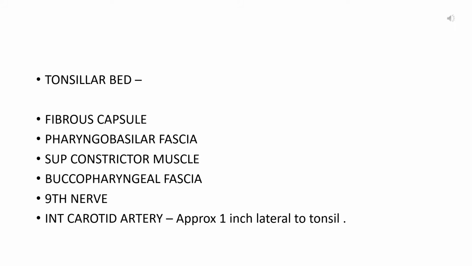So coming to another very important structure, that is tonsillar bed. Many times a short note comes in the exams, like write about the anatomy of the tonsillar bed in brief. It is formed by so many things. We will see them one by one. Lateralmost structure is fibrous capsule. Then lies the pharyngobasilar fascia. Then lies the superior constrictor muscle. Then buccopharyngeal fascia, ninth nerve, and most medially there is internal carotid artery that lies approximately 1 inch lateral to the tonsil.